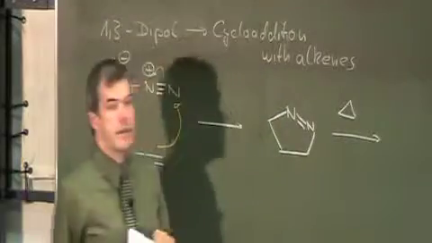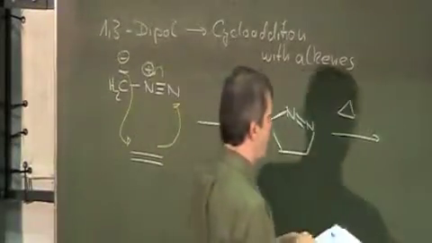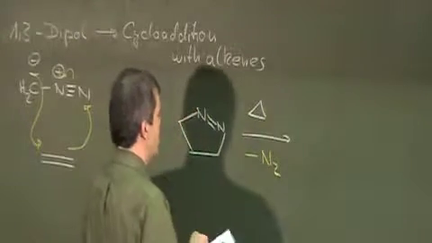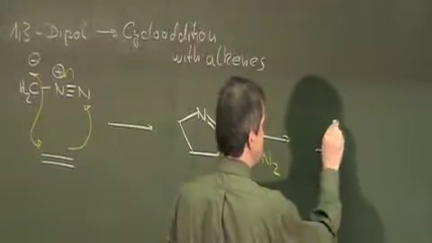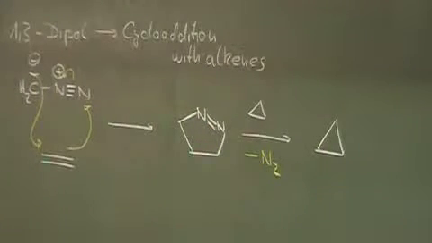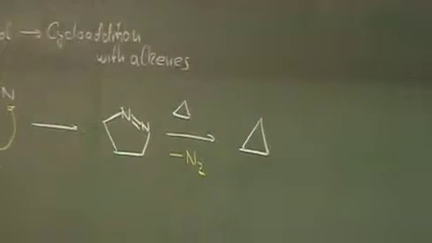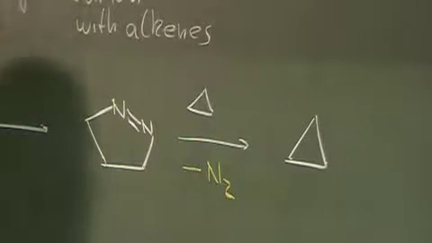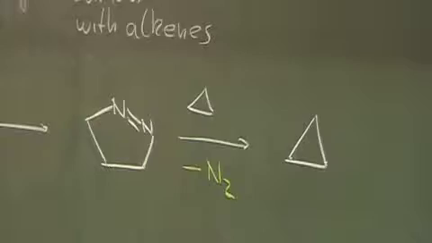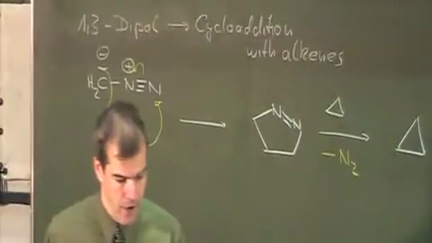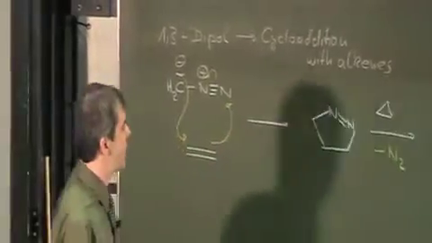Very often under heating, you can now extrude nitrogen and form cyclopropanes this way. But you will see that typically cyclopropanations can be more effectively carried out when you start with diazo compounds in the presence of metals.